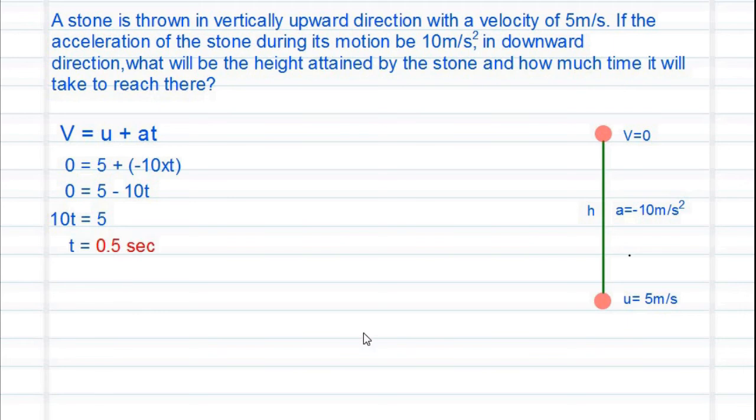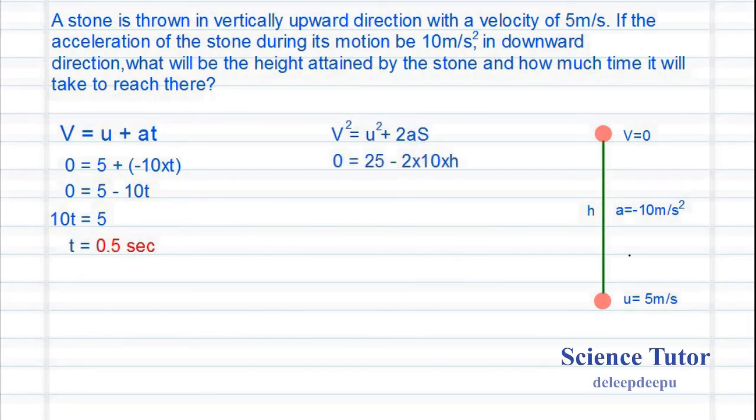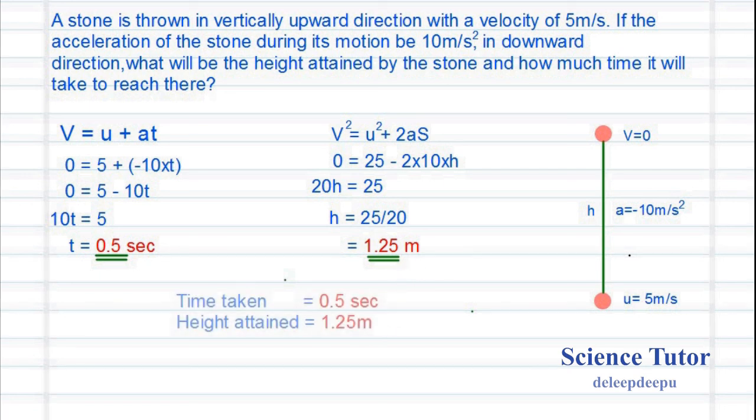For finding the next part, that's the maximum height attained, use the other one. v square is equal to u square plus 2as. The same way, you substitute all these values. Take the s as the distance traveled, here the height. So here h is equal to 1.25 meters. The time taken is 0.5 seconds and the height attained is 1.25 meters.